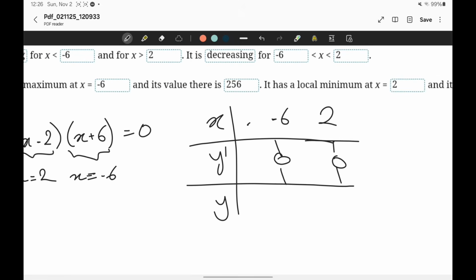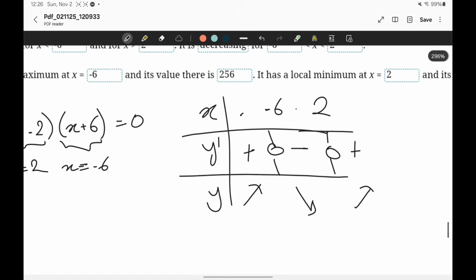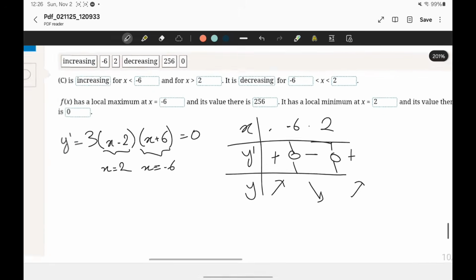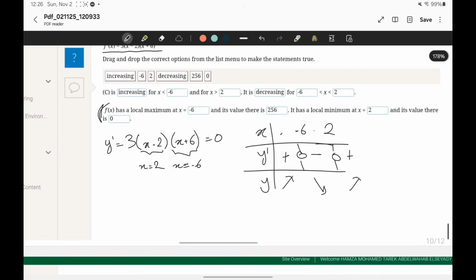When you test for a point here, you get a positive. Here it's negative, here it's positive. So it's going up and down, then up. Okay. So now from this graph, we could start solving this second part instantly, easily.